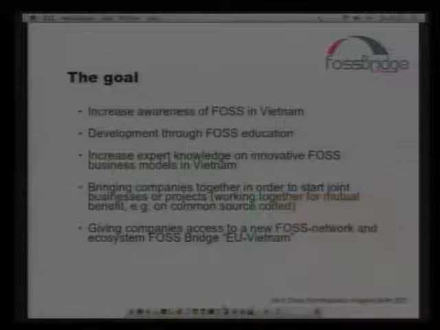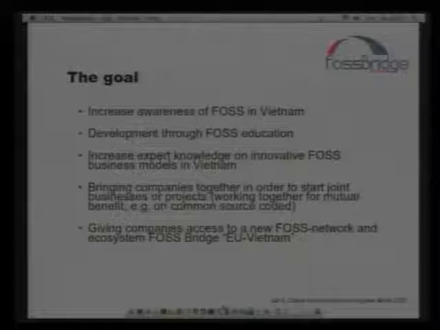The goals, a few goals: increase awareness of free and open source software in Vietnam, development through FOSS education in Vietnam, education sector, business sector, increase expert knowledge on innovative FOSS business models in Vietnam.